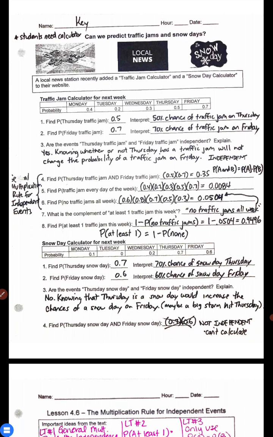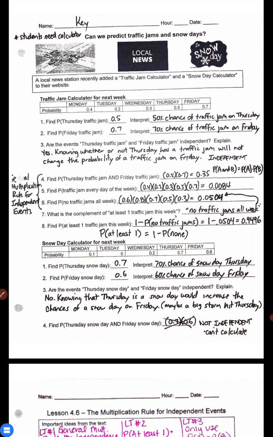So a local news station recently added a traffic jam calculator and a snow day calculator to their website. So what they've done is they've given us a probability model. How do I know it's a probability model? Well, if I add together, let me back up there for a second. I just proved myself wrong. This is not a probability model because it does not add up to 100%. So if you add together 0.4 plus 0.2 plus 0.3 plus 0.5 plus 0.7, that is way over 1. So this is not a probability model.